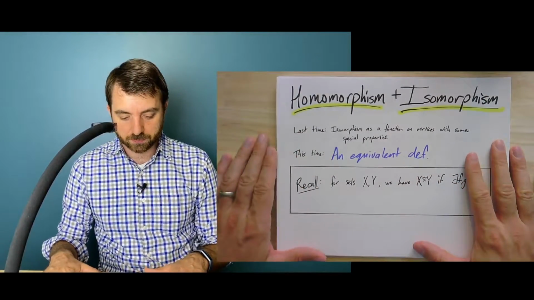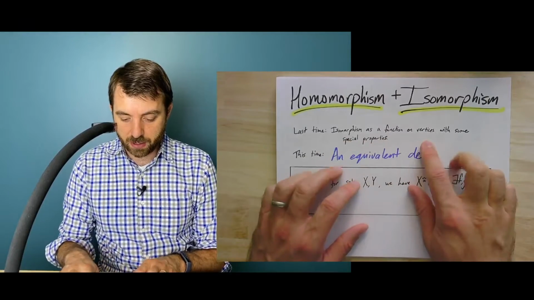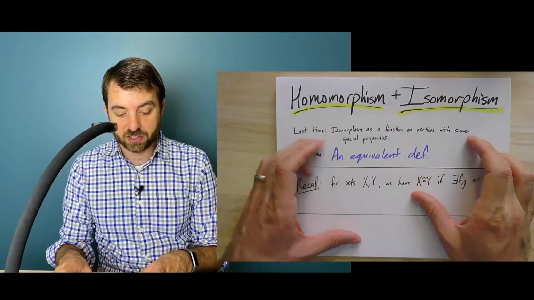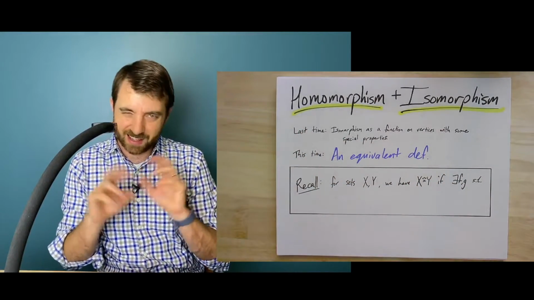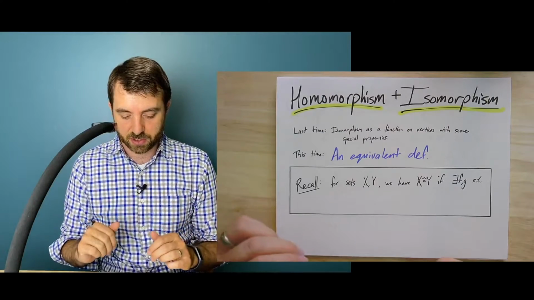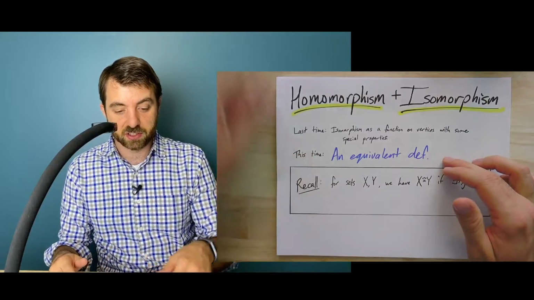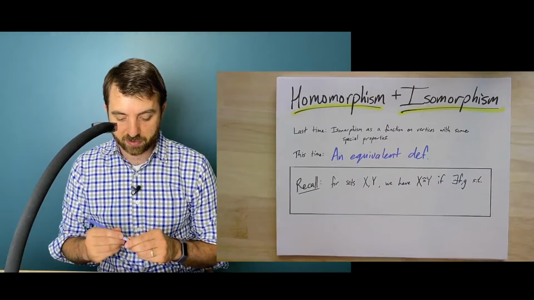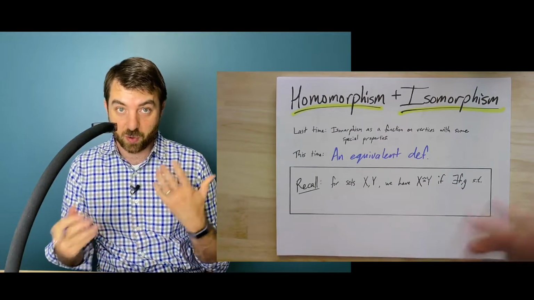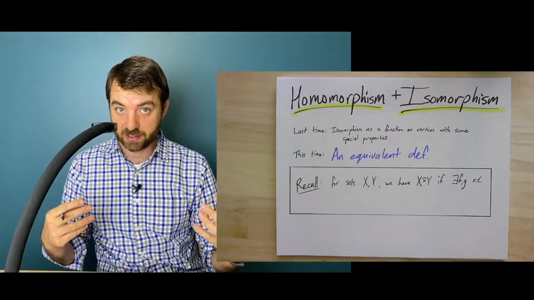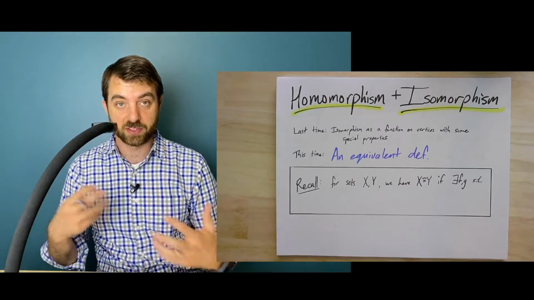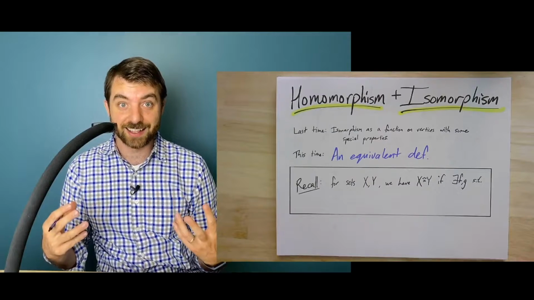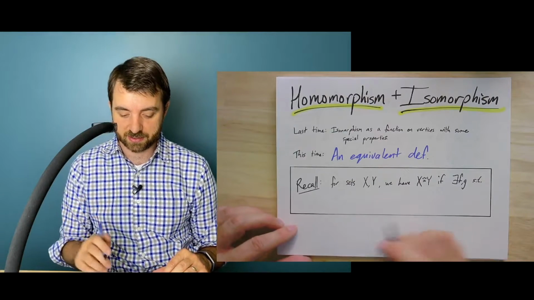Like I said, last time we talked about isomorphism as a function on the vertices with some special properties. It maps edges to edges and vice versa. Today we're going to get an equivalent definition, and we're going to build it up from the definition that we had for sets. Remember, for sets, we had equality of sets and isomorphism of sets. We're going to make it so isomorphism of graphs looks almost exactly like isomorphism for sets, and here's how.